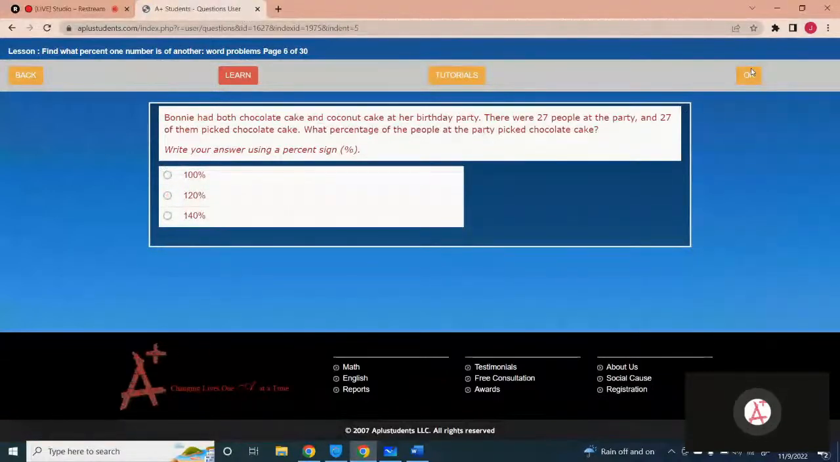Okay, the next one is: Bonnie had both chocolate cake and coconut cake at her birthday party. There were 27 people at the party and 27 of them picked chocolate cake. What percentage of the people at the party picked chocolate cake? So the total people are 27. All of them picked chocolate cake. That means 100% of them. Got it?